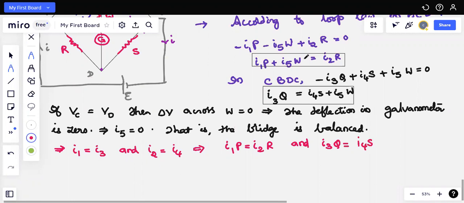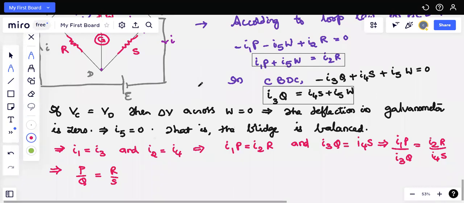Now this relation comes to you. Dividing the two equations, that implies I1P divided by I3Q is equal to I2R divided by I4S. I1 equals I3, a story you understand, and I2 equals I4, so these two also get cancelled. You are getting your known equation from capacitors. That implies P by Q is equal to R by S.